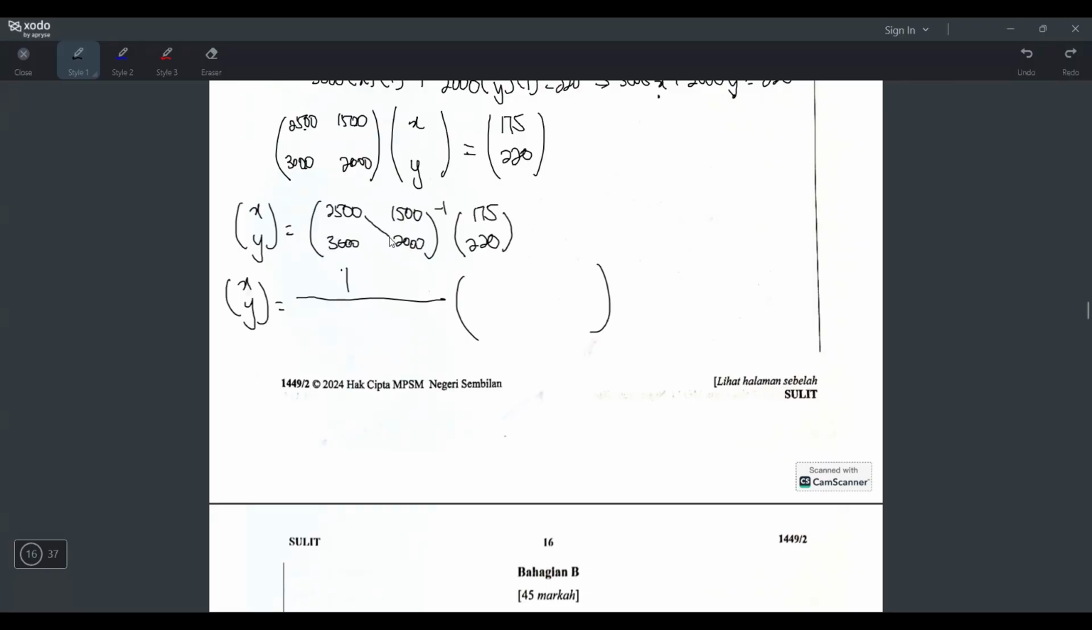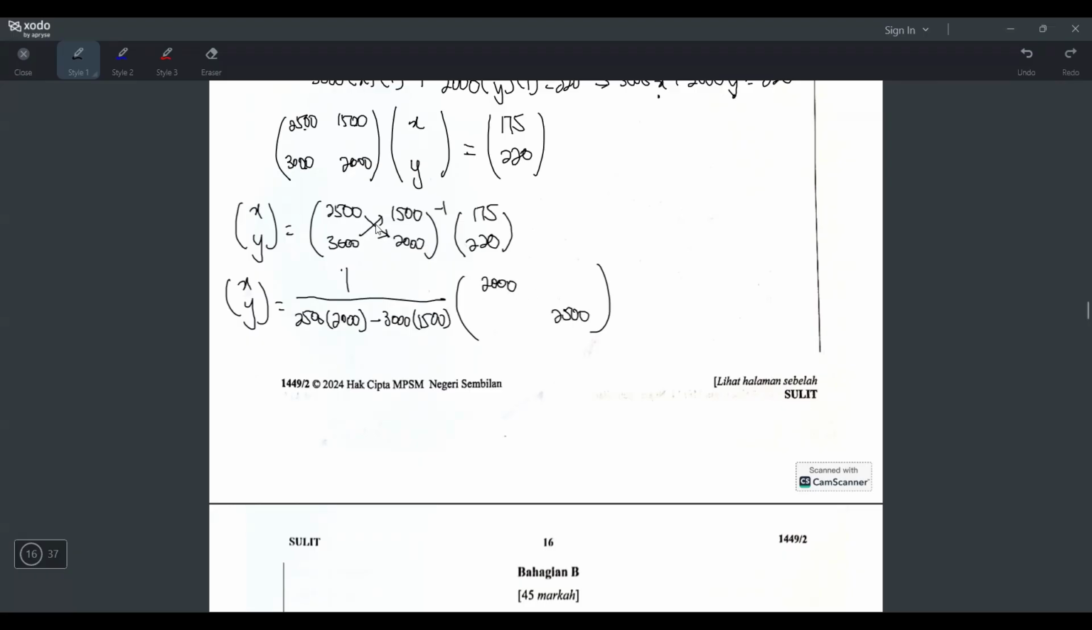How to get the AD is this one times this one, right? So you get 2500 times 2000 and then minus, because that's the formula, minus B times C, which is 3000 times 1500. Okay, so this is the formula. You just follow the formula, and then the A and D you have to switch place, so it becomes 2000 up here and then 2500 down here.